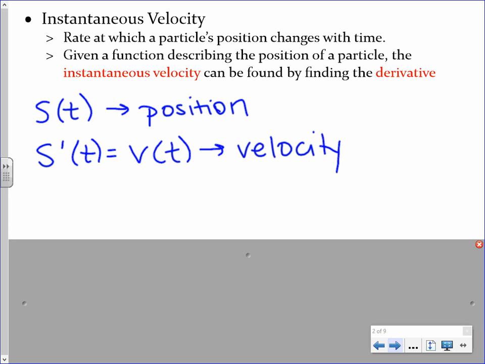Now, those of you who are in physics, tell me something about velocity. Velocity gives us a rate, but it also gives us a direction. Velocity can be positive, velocity can be negative. So if I ever want to know the speed of an object, what do I have to do with velocity? We have to take the absolute value.